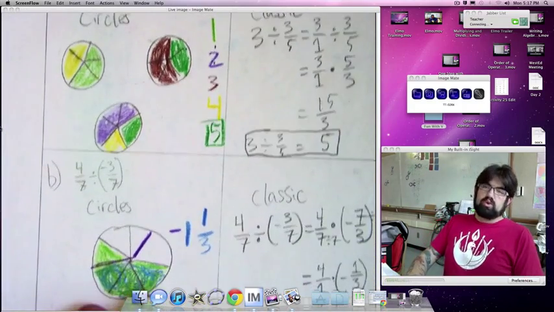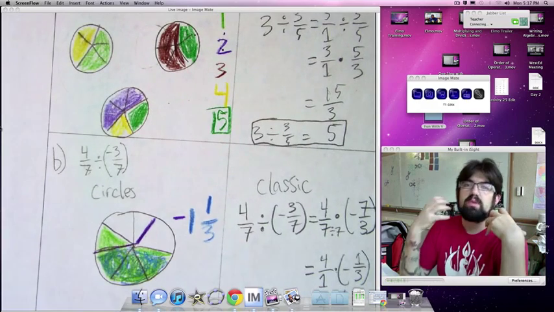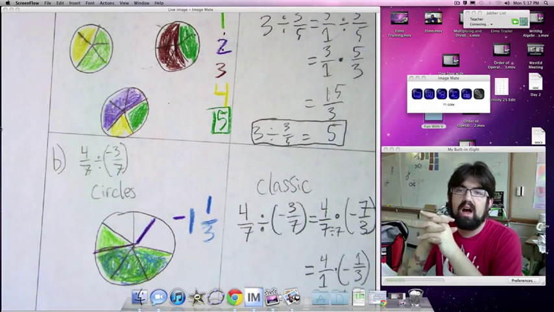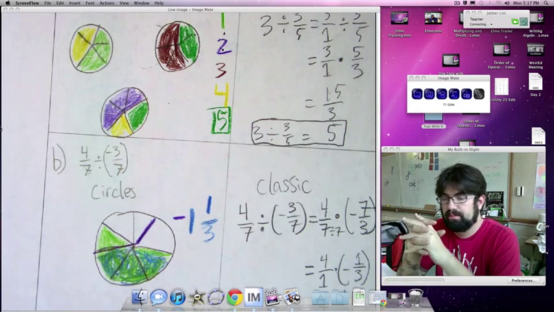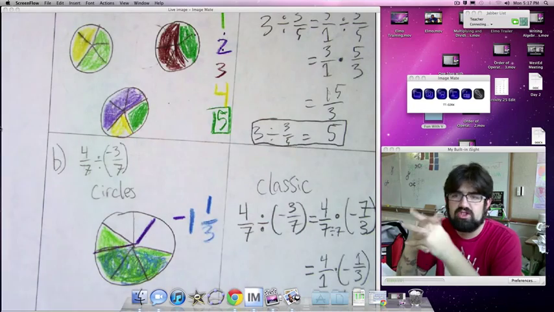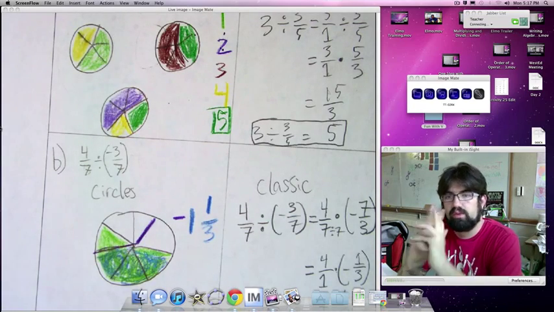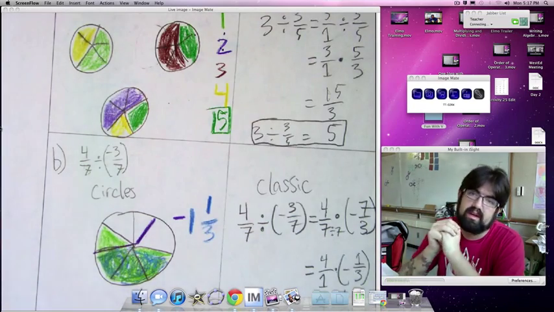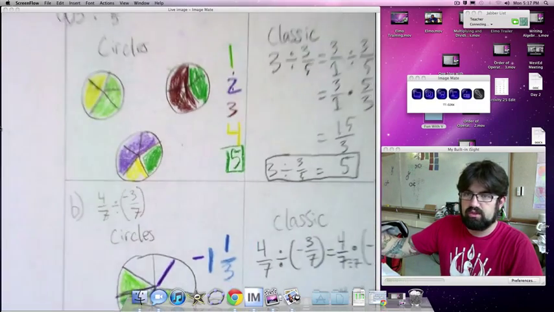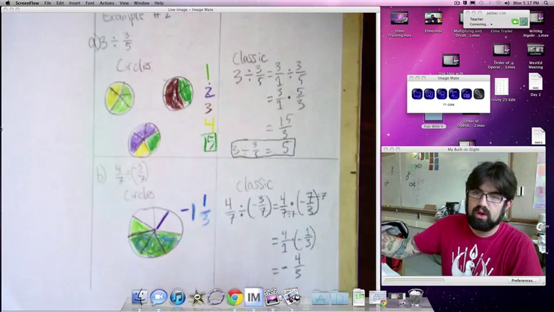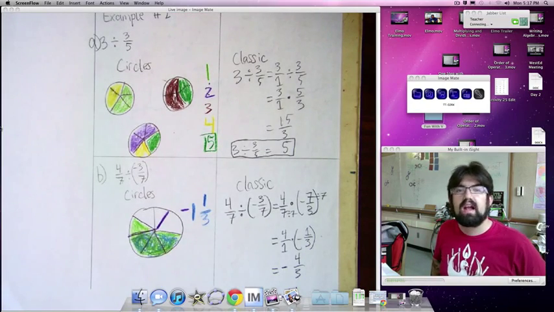Man, I love these circles, because for me, this really gives me a visual idea of why this works. And it's awesome for really small groups and small numbers. When we get the bigger fractions, not so good to use. But for now, the easy problems, really amazing. Okay, so those are our 4 examples. 2 multiplying, 2 dividing. Hope you got something out of it, and I'll see you next time.